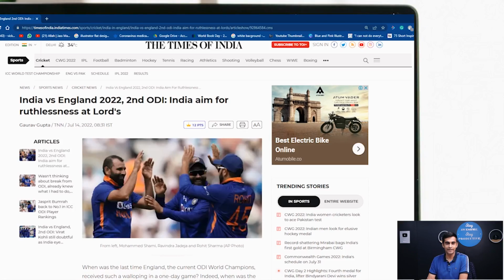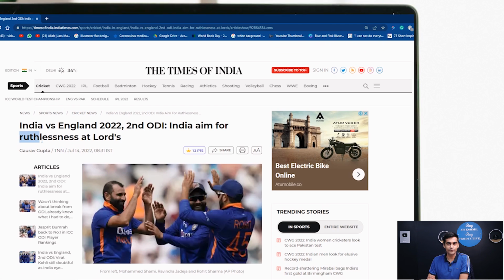Let's have a look. As you can see, I'm reading an online newspaper. I'll refer to the headline. It says, India versus England 2022, second ODI, India aim for ruthlessness at Lord's. So I have the first word as ruthlessness. What this word could mean, I may not know.